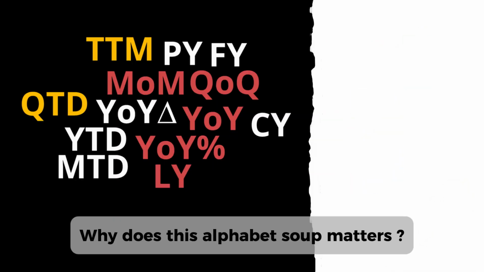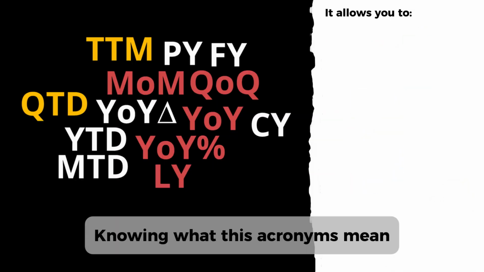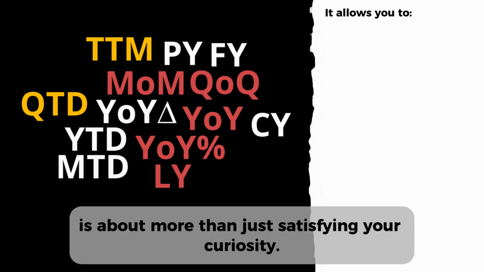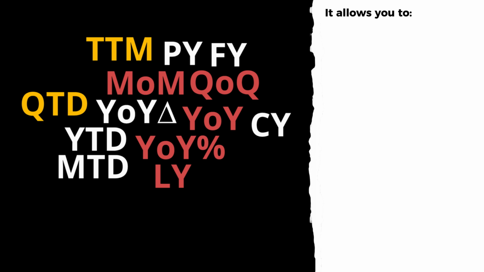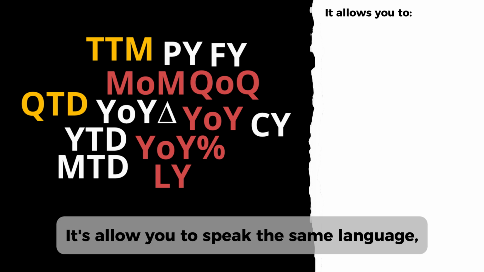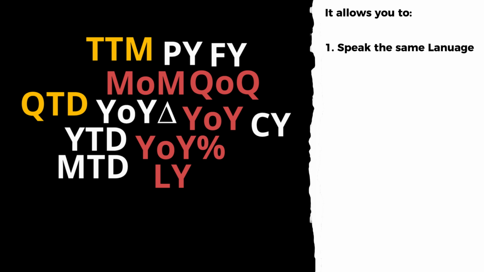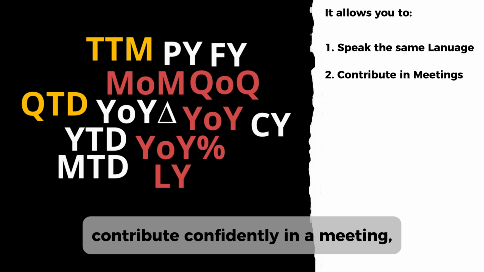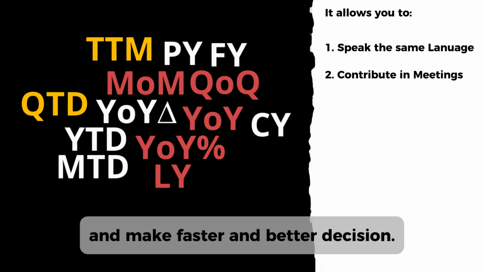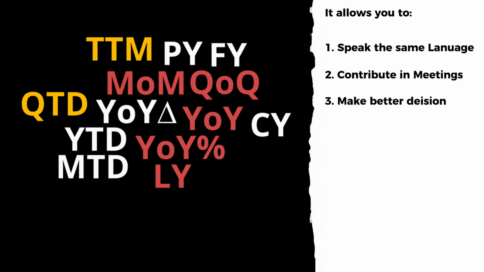Why does this alphabet soup matter? Knowing what these acronyms mean is about more than just satisfying your curiosity. It allows you to speak the same language, contribute confidently in a meeting, and make faster and better decisions.